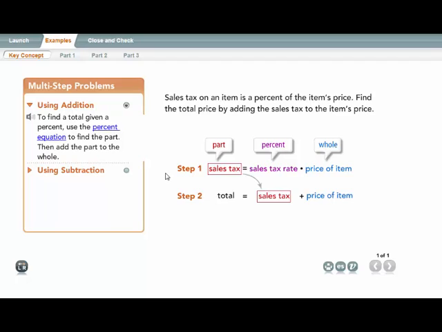So in step 1, we're using our percent equation, where we have part equals percent times whole. We need to find the amount, or the tax amount. So that's our part, and so we're going to use that equation. When we find that, then we move to step 2, and we end up with the sales tax now being added to the initial price to find the total cost.